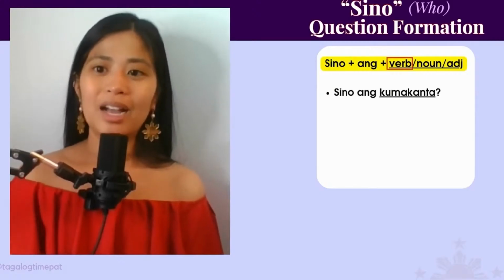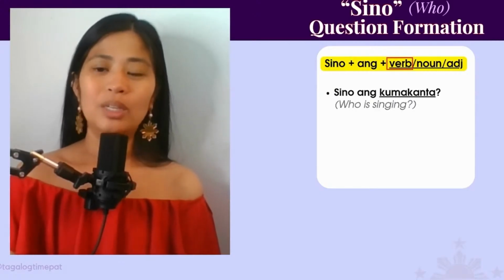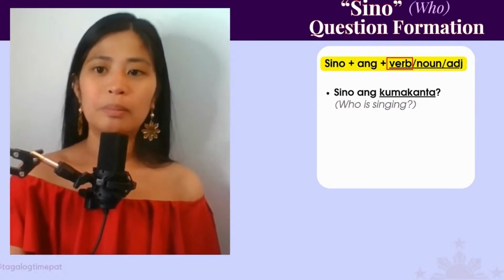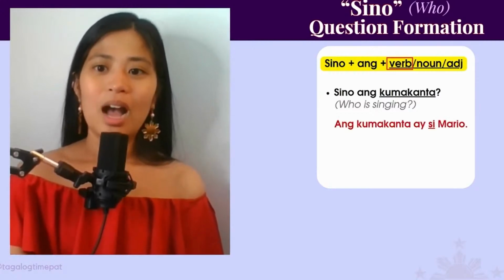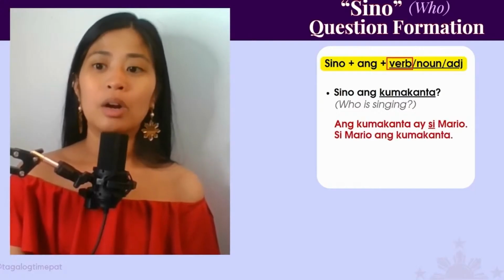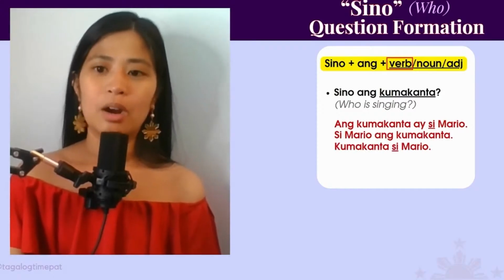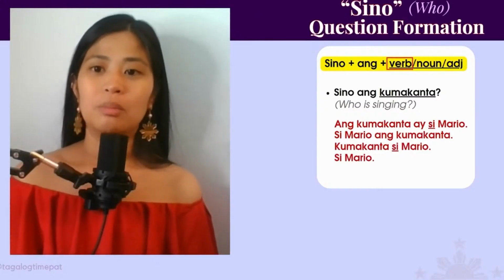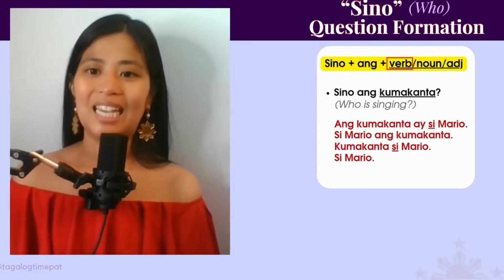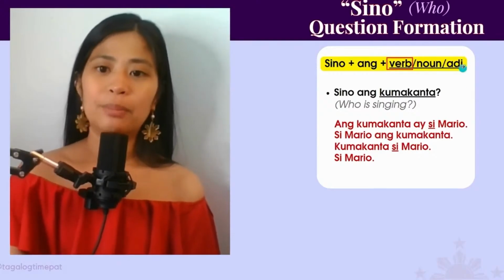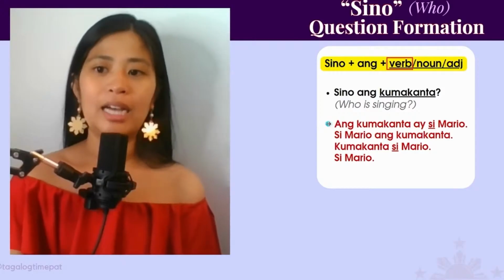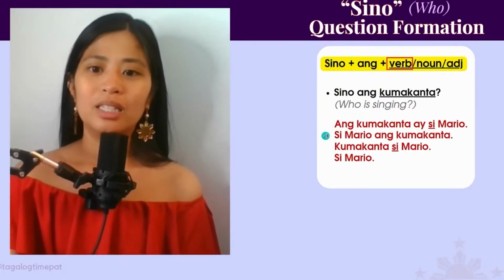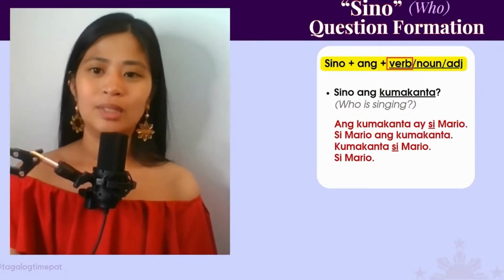Sino ang kumakanta? Singing. Who is singing? Ang kumakanta ay si Mario. Si Mario ang kumakanta, or kumakanta si Mario? Si Mario. I wanted to show you all the different ways a response could be made. So, sino ang kumakanta? Who is singing? This first example is formal. Ang kumakanta ay si Mario. This next one is a little bit formal as well. Si Mario ang kumakanta.